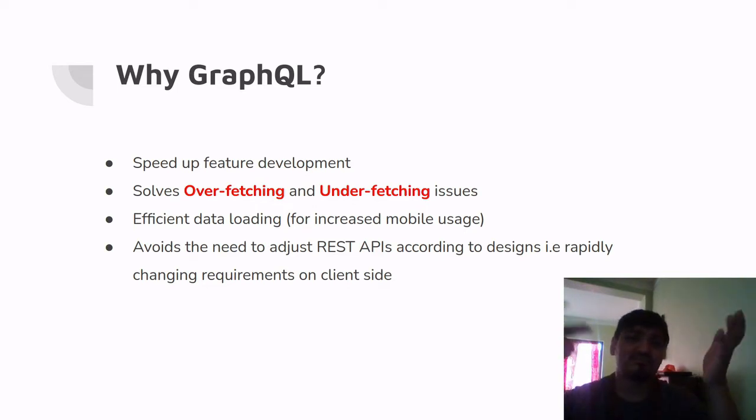If there are changing requirements, then we never have to consider the endpoints. We directly go into the implementation, directly deal with the data that is necessary, update the schema, and then process the logic accordingly. So the development will be faster, and feature development will be sped up, obviously.